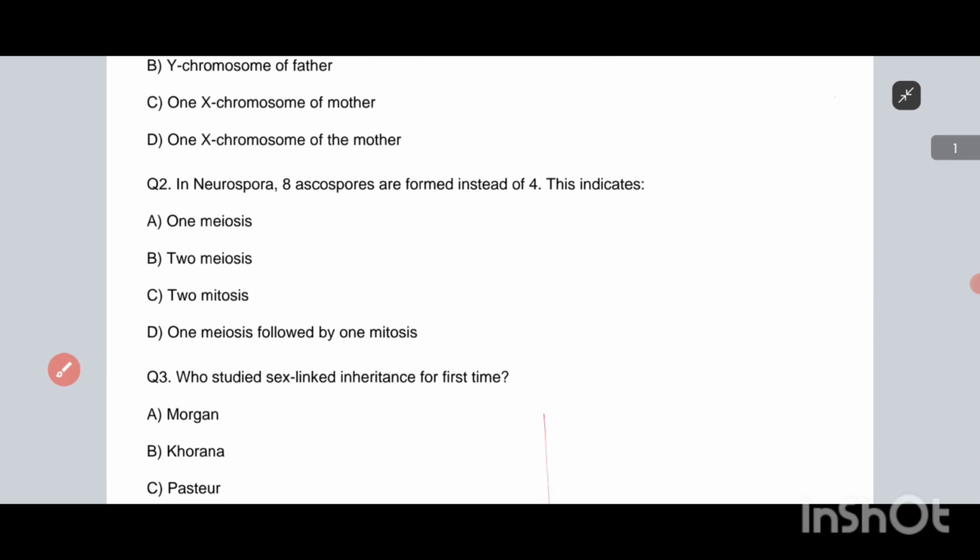We are going into question number 2. It is given that in Neurospora 8 ascospores are formed instead of 4. This indicates: option A, 1 meiosis; option B, 2 meiosis; option C, 2 mitosis; and option D, 1 meiosis followed by 1 mitosis.